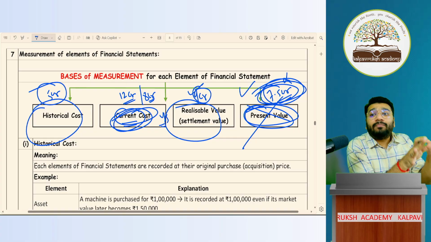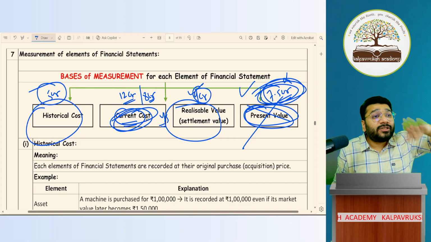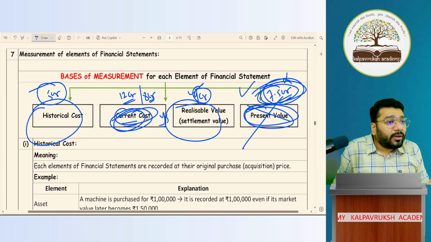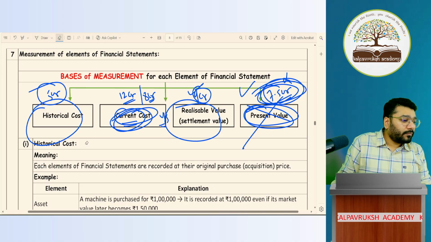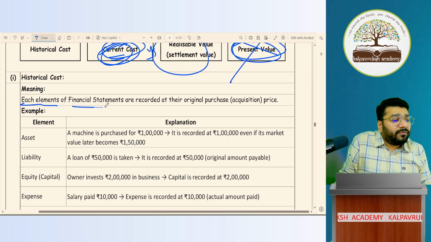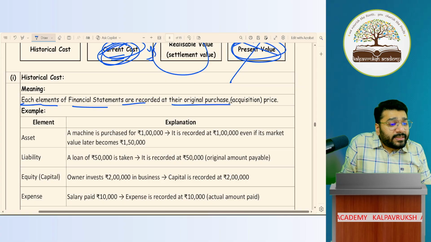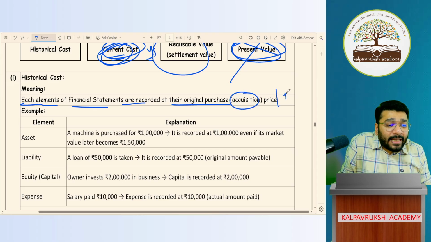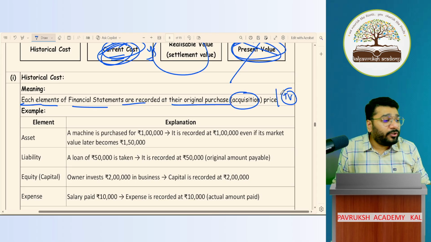But these are the 4 measurement bases for each element of the financial statement that we are going to learn. Got it, not got it? Clear or not clear? Historical cost. Once again, let me complete. Each element of the financial statement is recorded at the original price. Original purchase price, original acquisition price, also called TV. TV stands for transaction value.